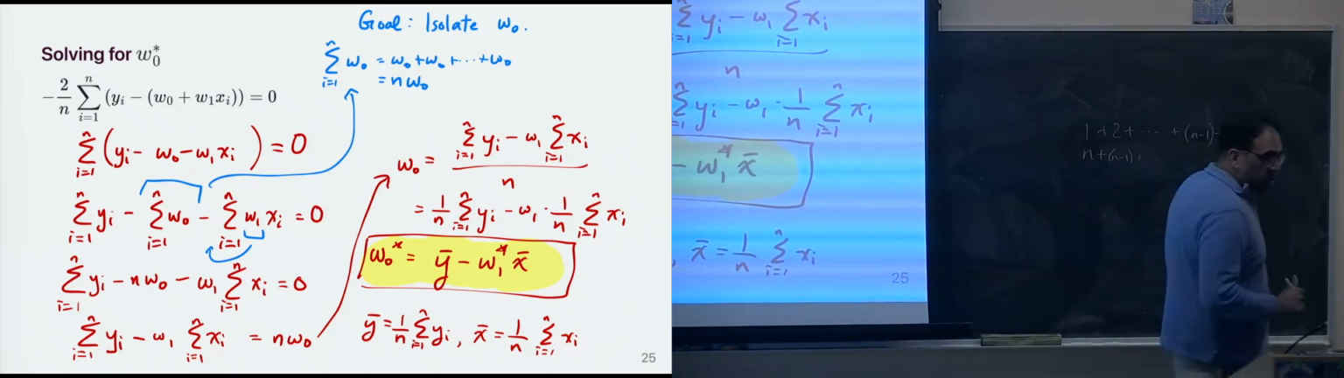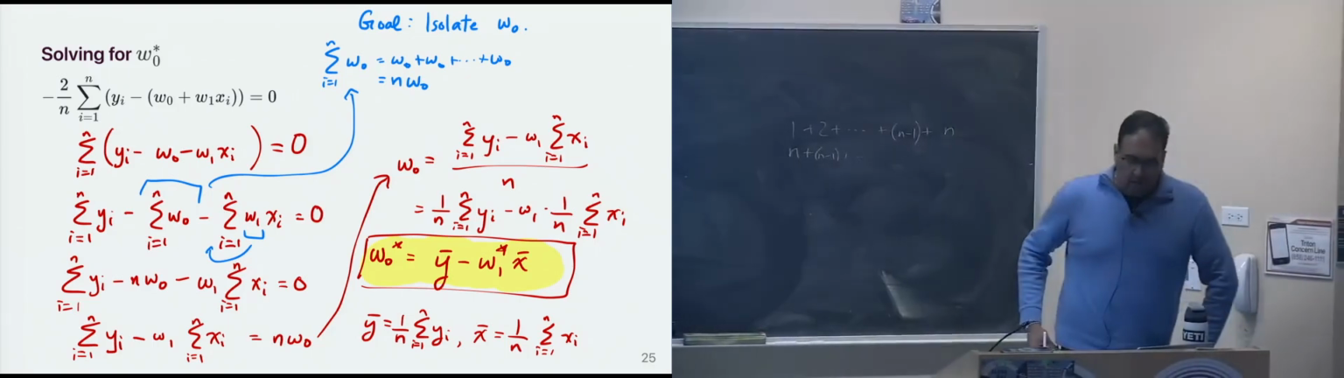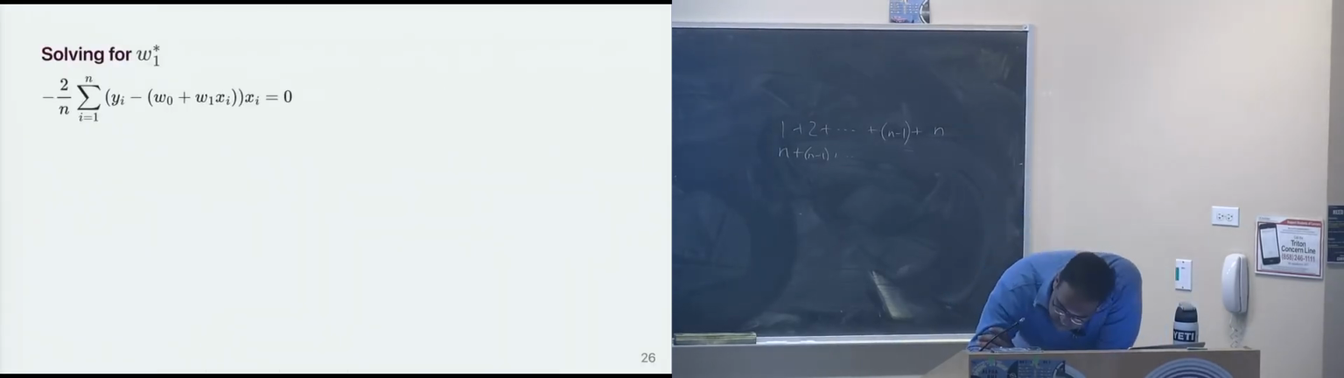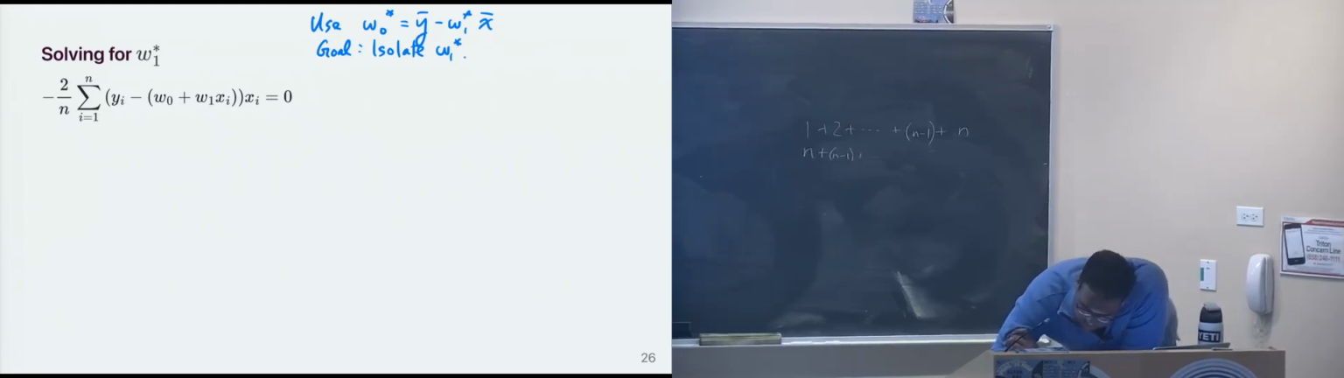Okay? So we're almost there. Only a few steps away. What I now need to do is take what I just found, so use W naught star equals y bar minus W1 star x bar, and plug it into this and use that to find what W1 star is on its own. So my goal here is to isolate W1 star. So let's do it.